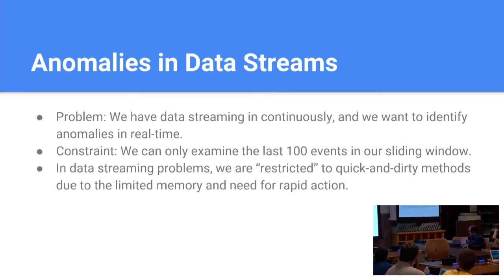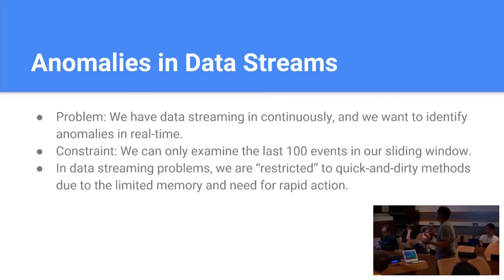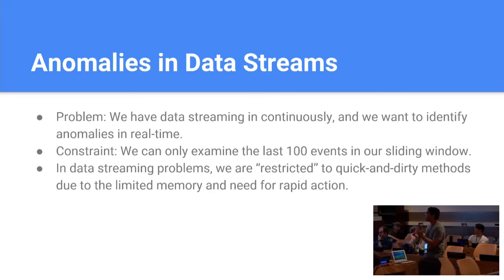And so the first setting we're going to talk about is anomalies in data streams. In this setting, we basically have data coming in continuously, and we need to be able to identify anomalies in real time or near real time. So as soon as data comes in, within 3-5 seconds at most, we'd be able to say, this is normal or this is anomalous. And then we have a huge constraint, because when we have data streaming, you really can't keep track of everything. You can only keep track of maybe the last 100 events that happened. And so you need to come up with quick and dirty methods that can act quickly, that can quickly label things as anomalous or not, but also work with the fact that we have limited memory.